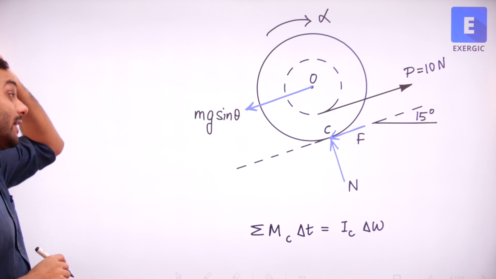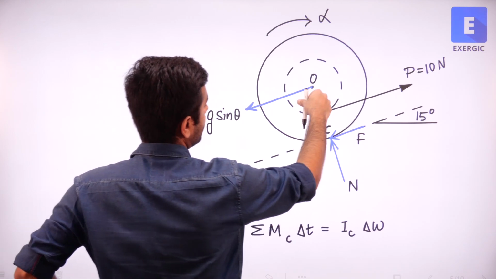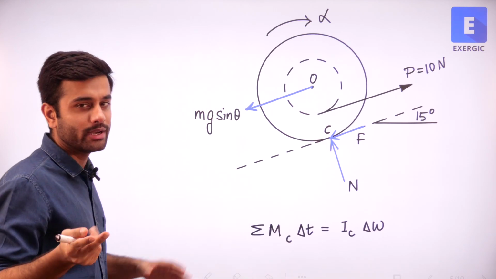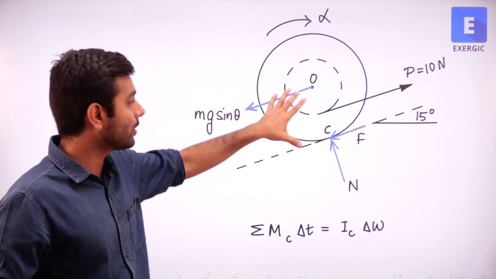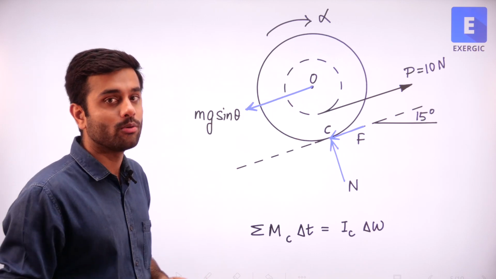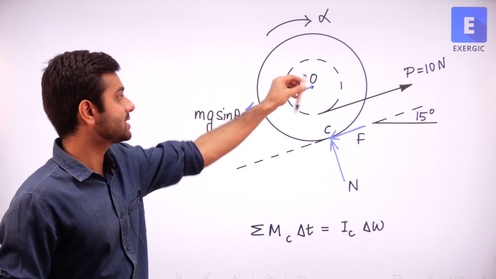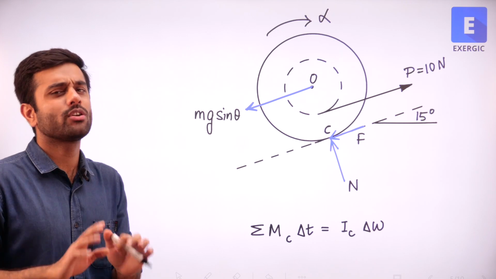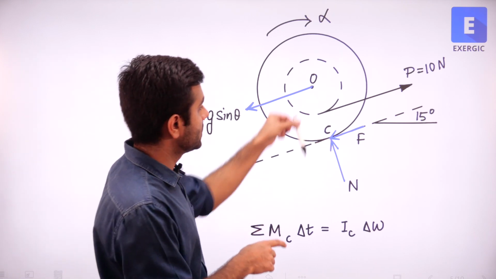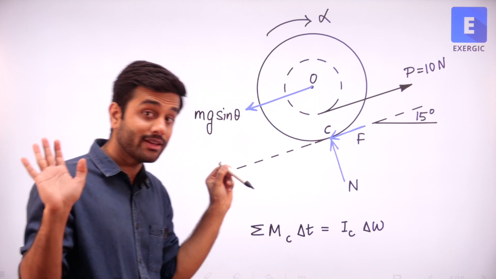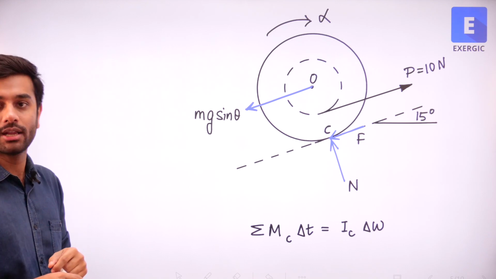So you can see that weight has been reduced to mg sine theta like this, because as I told you, weight in such cases has two components. You can resolve them into two logical components, one along the incline, one perpendicular to the incline, which is mg sine theta and mg cos theta. Mg cos theta I am not showing because I am going to take the moment about C. Mg cos theta is going to pass through C. It will not have any impact on that. So only mg sine theta I have shown here, correct?